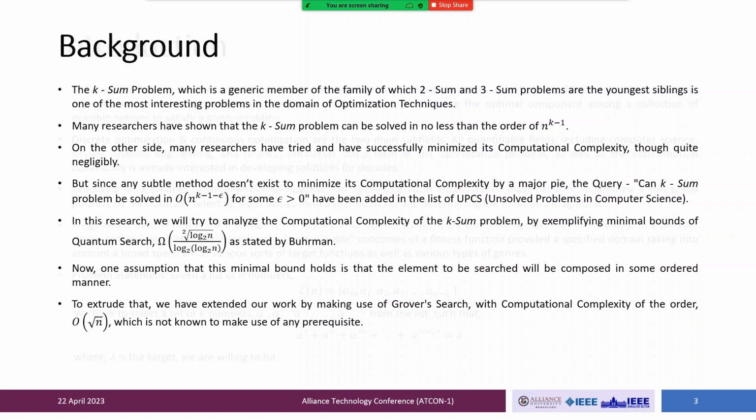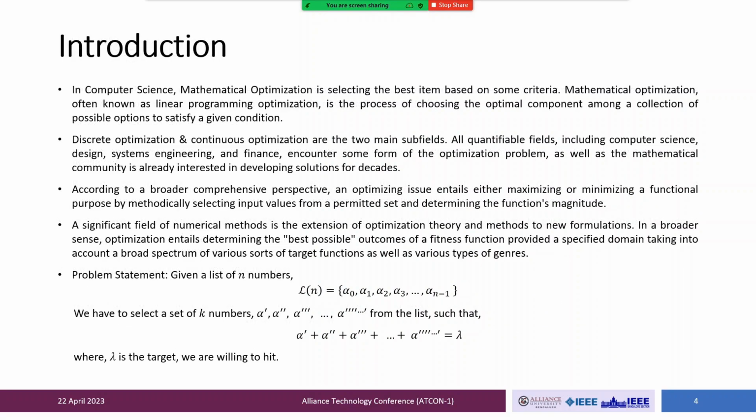So moving forward, this is the detailed introduction of the problem in computer science, and it's also about the mathematical optimization that we are using in this. In computer science, mathematical optimization is selecting the best item from a set of all items. So we will have some kind of criteria based on which we will be making this selection. Mathematical optimization, often known as linear programming optimization, is the process of choosing the optimal component among a collection of possible solutions to a given problem.